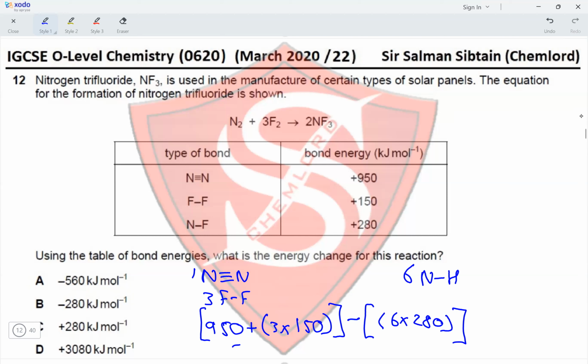and the answer we get after doing this calculation is equal to minus 280 kilojoules per mole, which means this is an exothermic reaction because it has a negative sign. So this eliminates options C and D, and the numerical value of 280 is represented by option B, eliminating option A, making option B the correct option for this question.